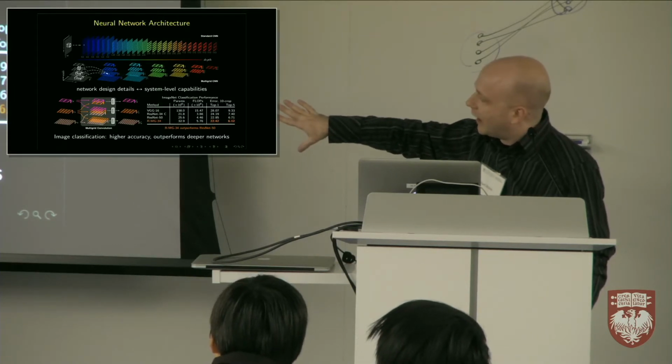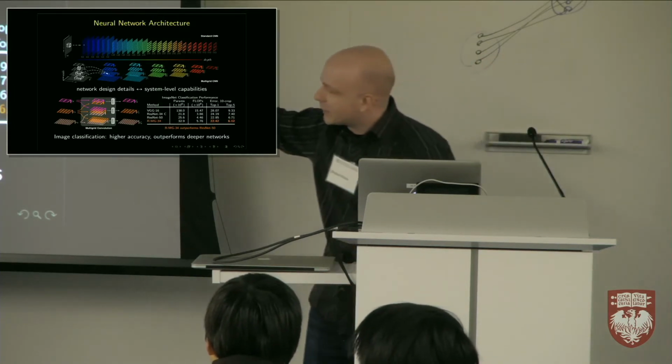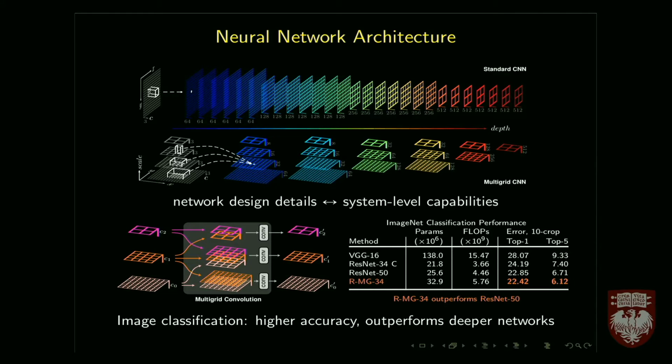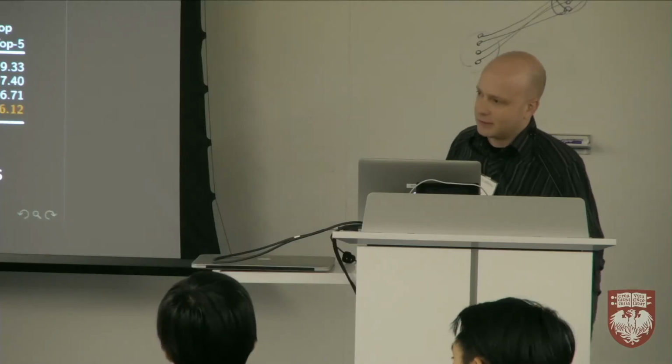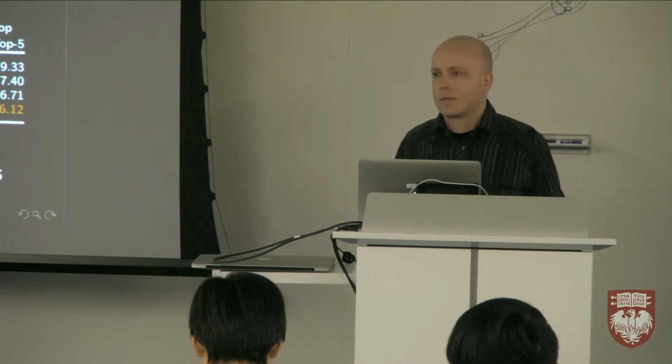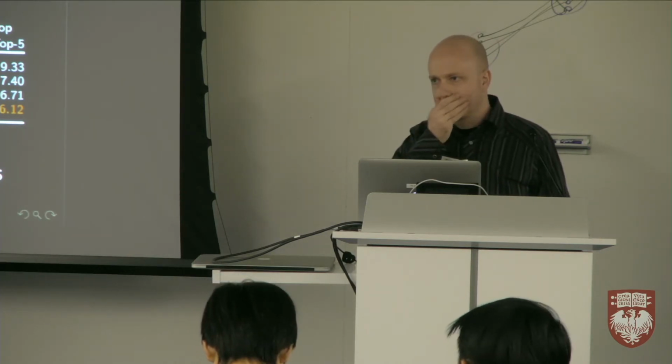Here we're winning on performance for layers. We also have a comparison of a residual multi-grid network with a standard residual network where we cap the number of parameters in the network, or we cap the number of floating point operations, and we can get equivalent performance at fewer parameters and fewer floating point operations. Okay, thank you.